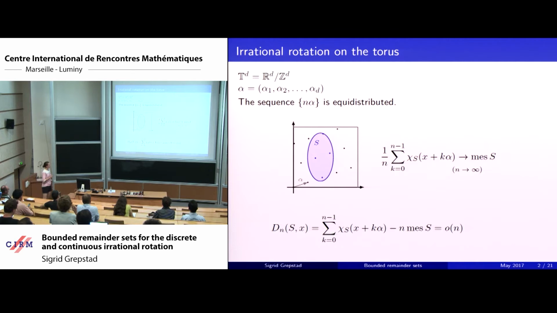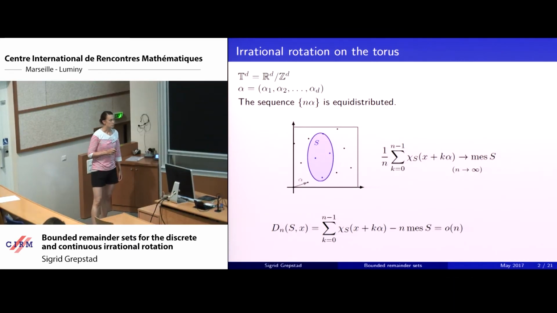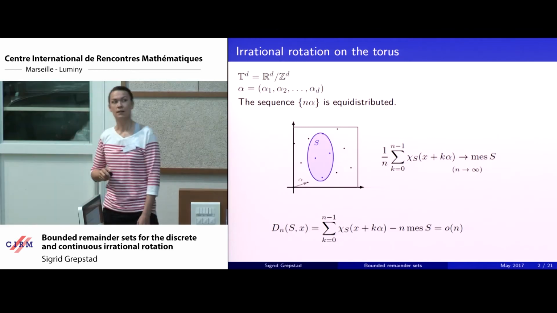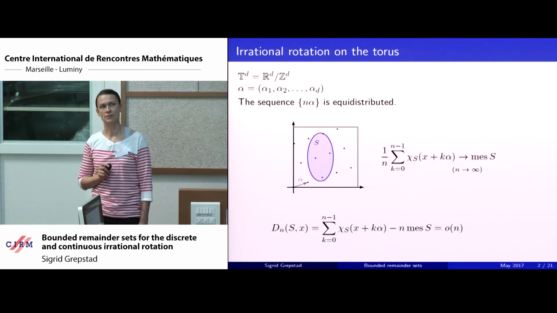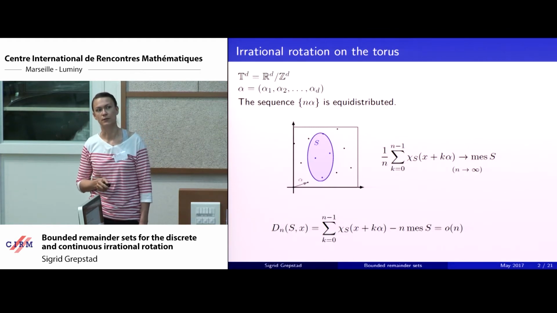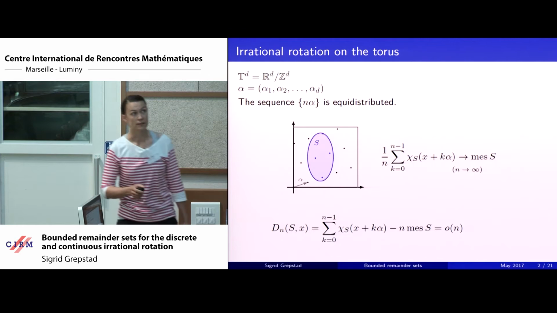Now you can measure this equidistribution quantitatively by looking at the discrepancy function, which I will denote in this way. So this is now the difference between the number of points that are actually hitting my set S and the number of points which I expect to hit my set S, which is n times the measure of S, among the first n multiples. And this classical result is saying that this difference is going to be little o of n as n tends to infinity.